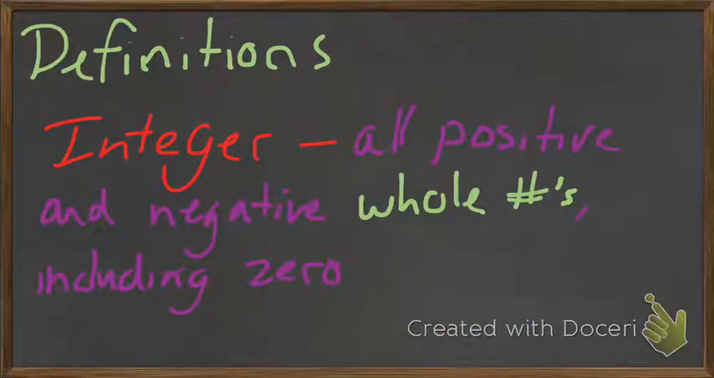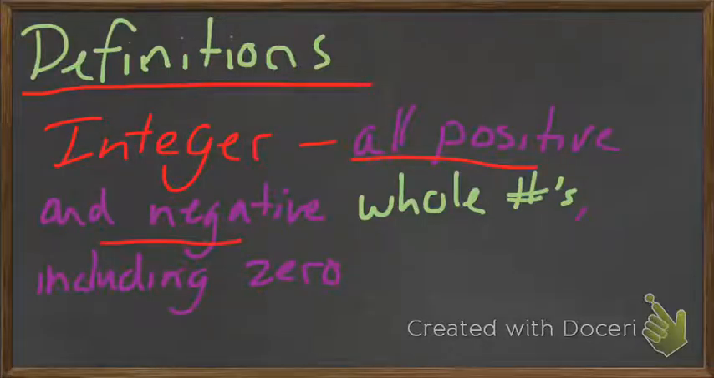Definitions. When we talk about what an integer is, like I said, it's a word that people may use, and it's kind of, well, I know what it is, but I don't know what it is. An integer is all positive and negative numbers, which are whole. Keep in mind, these have to be whole numbers. And this includes 0. 0 is neither positive nor negative. So that's why we can't say it's a part of all positive and negative numbers. We have to say it on its own.